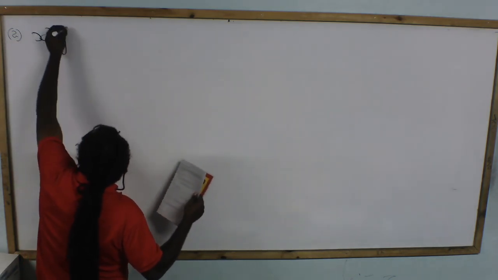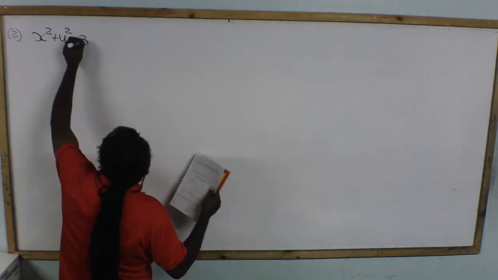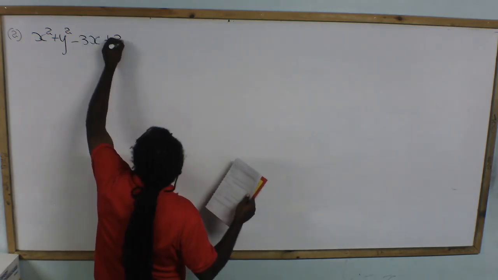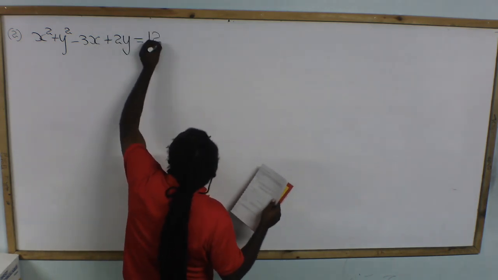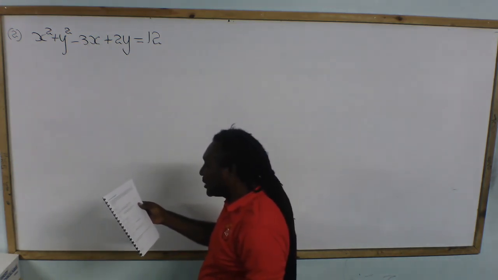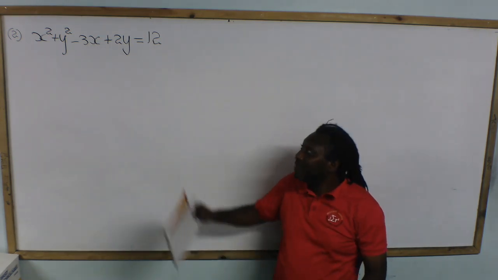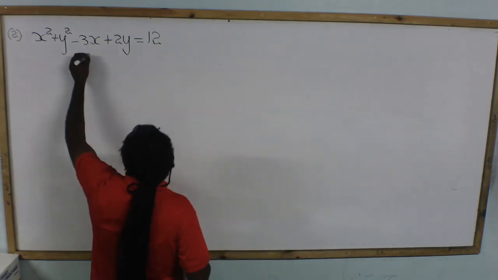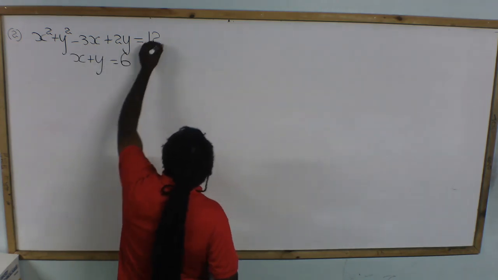X squared plus y squared minus 3x plus 2y. I hear some students acting as if they are scared already. X squared plus y squared minus 3x plus 2y is equal to 12. But the other one is even more complex than that. It is x plus y is equal to 6.